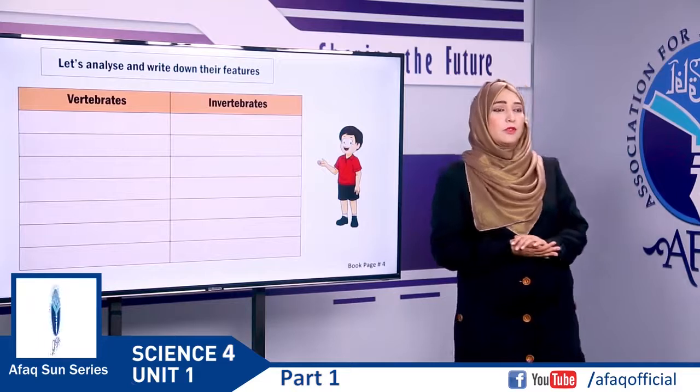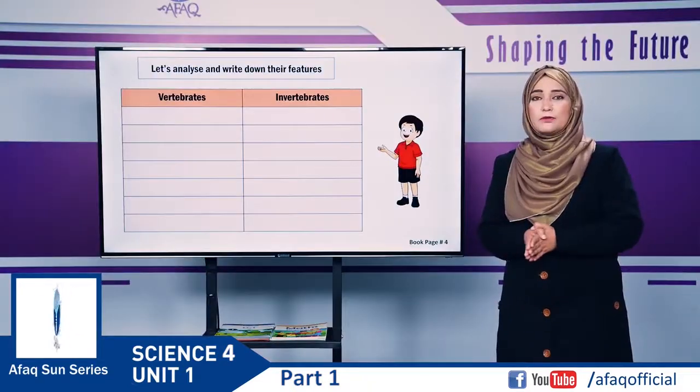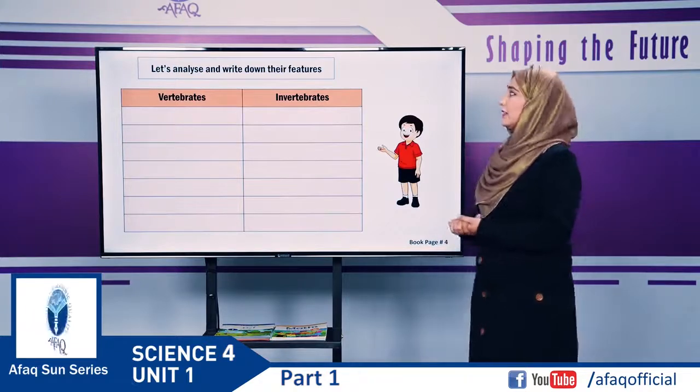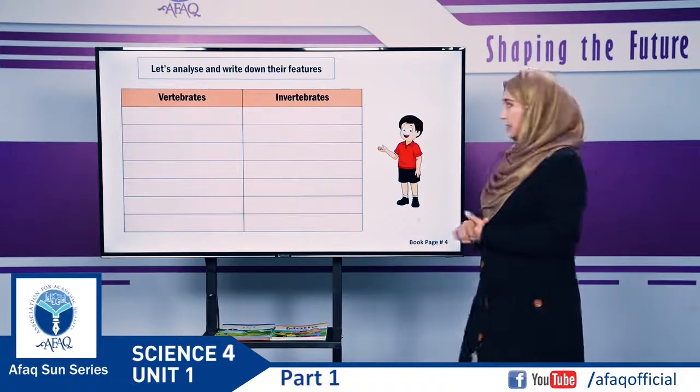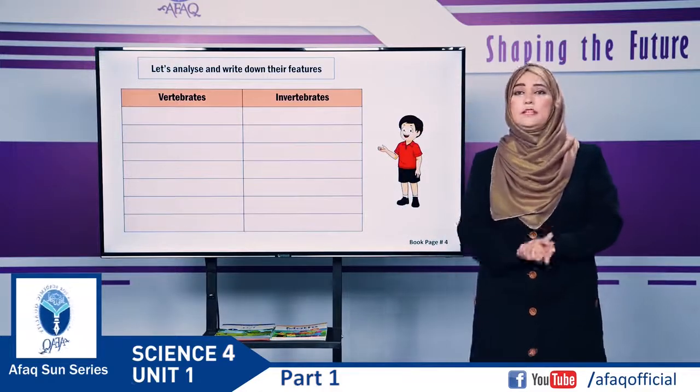Students, I have told you about vertebrates as well as invertebrates. Now what you have to do is open your book page number 4 and write down the features of vertebrates and invertebrates in the given columns. Please write it down and come back quickly.